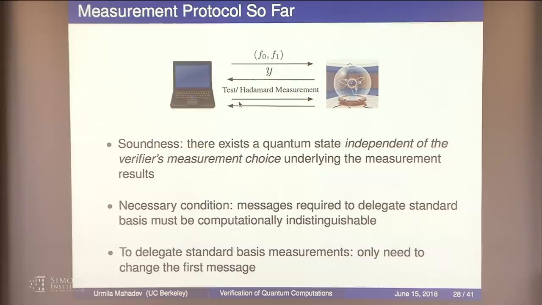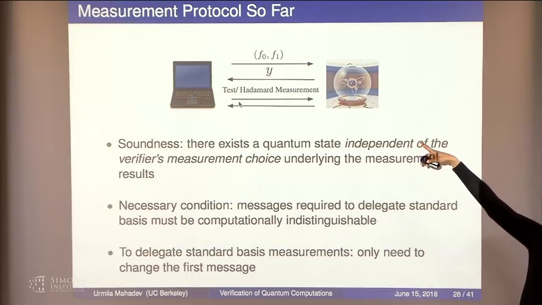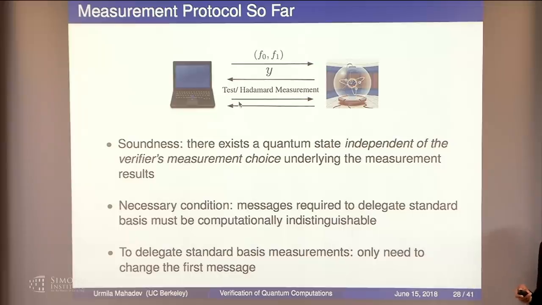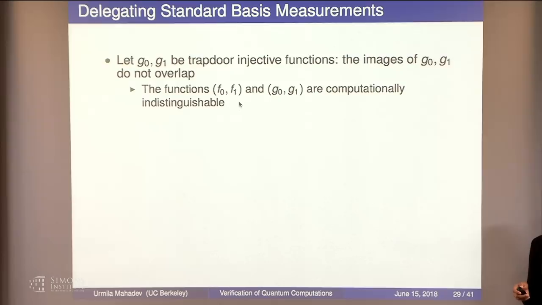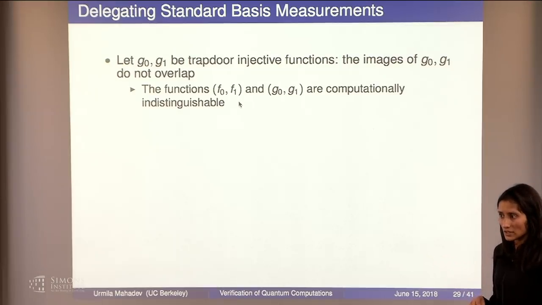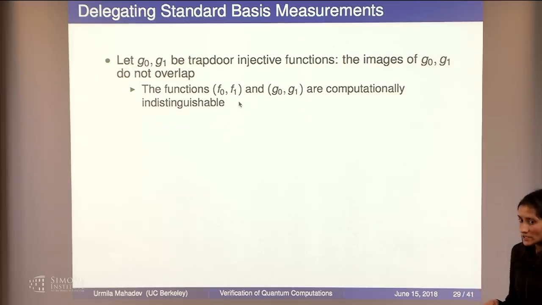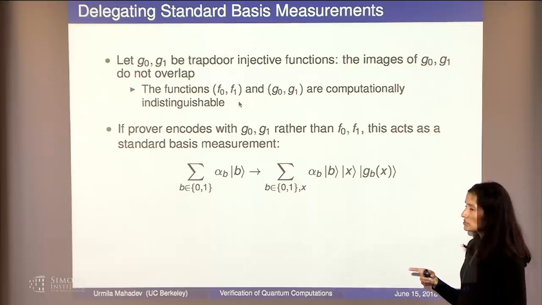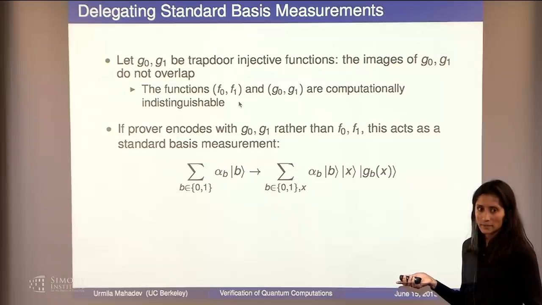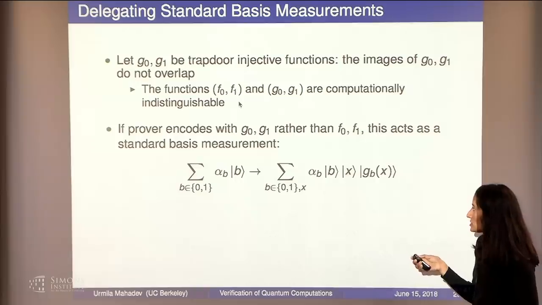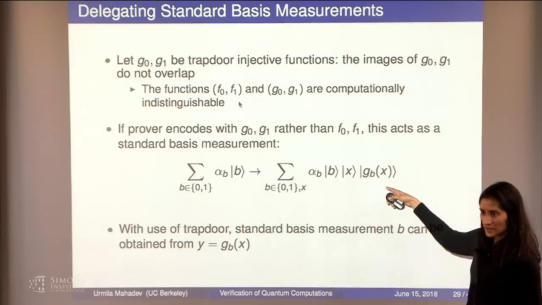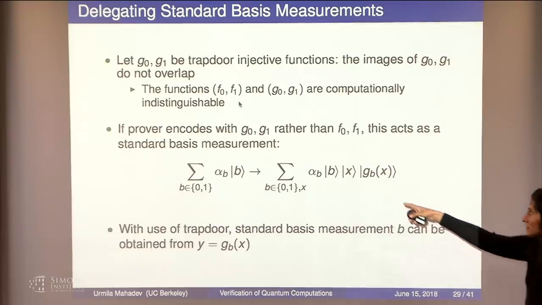Okay, so what I'll show next is that to delegate standard basis measurements, the verifier only needs to change the first message. And he changes the first message in a way that is computationally indistinguishable to the prover. So all he does is replace the functions F0, F1 with some different functions, G0, G1, which are computationally indistinguishable to the prover. Before, F0 and F1 were trapdoor claw-free functions. They were injective and they had the same image. G0, G1 will be injective, but their images will not overlap at all. And I need the guarantee that the functions F0, F1 and G0, G1 are computationally indistinguishable. Now, the point of this is that if the prover encodes with G0, G1, this has the effect of a standard basis measurement. So what's happening here? This is the same thing as before, where he applies a function in superposition. But now, when he measures this, since the images of the function do not overlap, this part of the superposition will collapse.